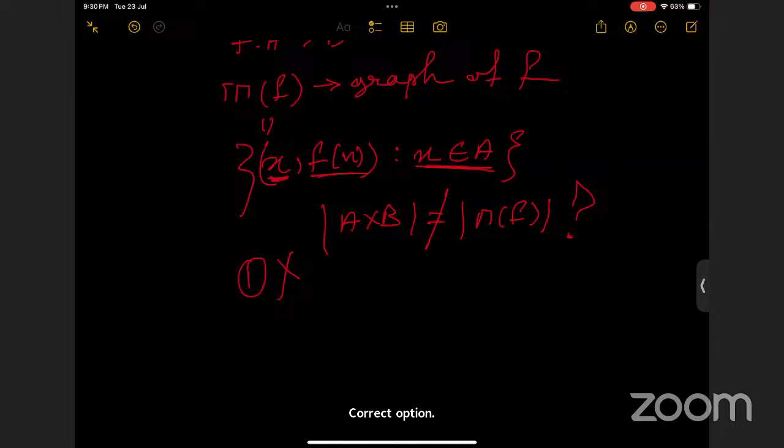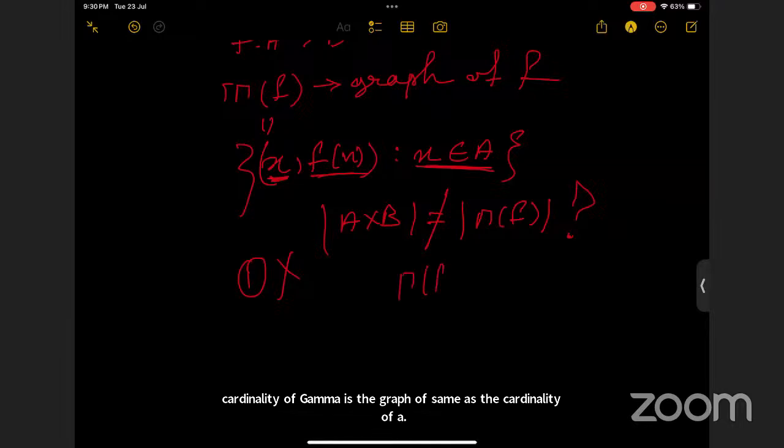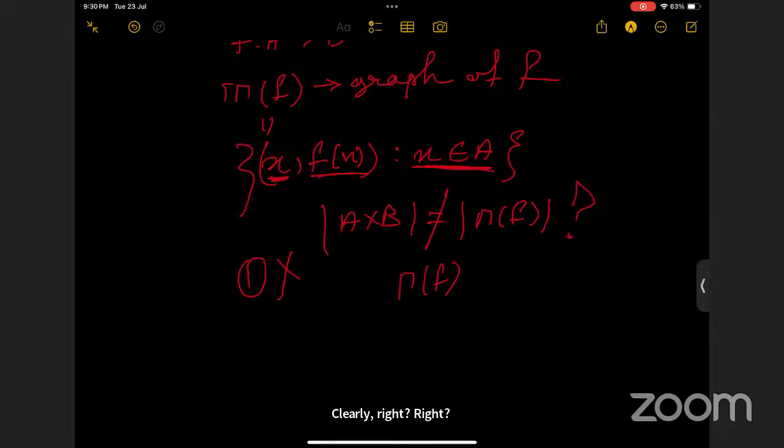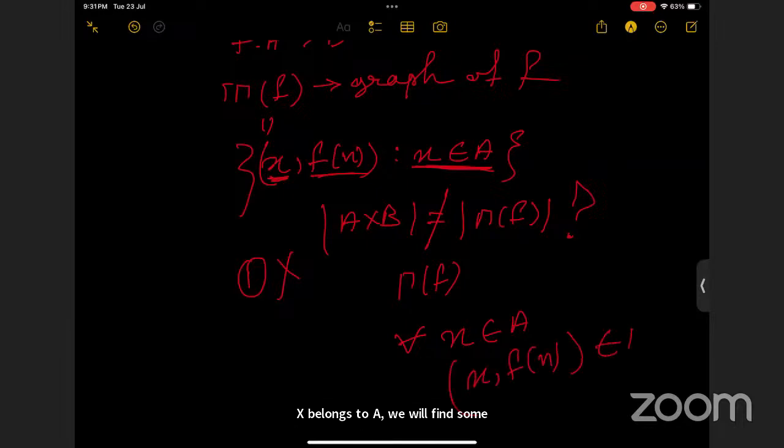The cardinality of gamma F, the graph of F, is the same as the cardinality of A. This is clearly right, because for every x belonging to A, we will find the corresponding point x comma f(x) belonging to gamma F, right? Which is the question we are discussing?